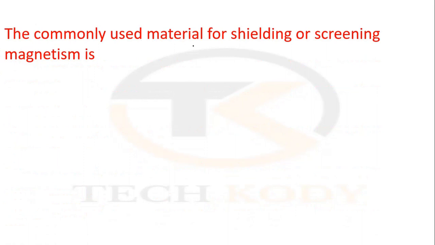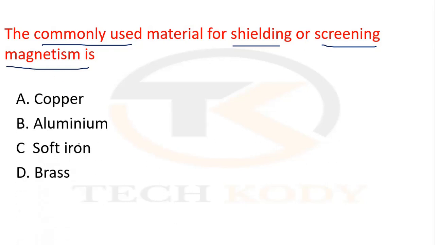The commonly used material for shielding or screening of magnetism is copper, aluminum, soft iron, or brass. The commonly used material for shielding of magnetism is soft iron.